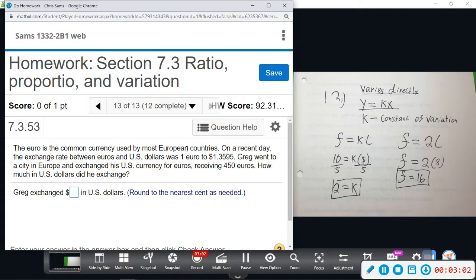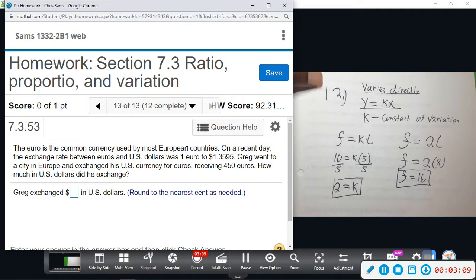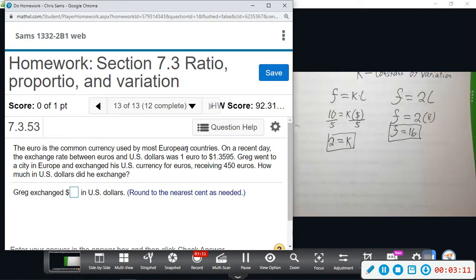All right, number 13. The euro is the common currency used by most European countries. On a recent day, the exchange rate between euros and US dollars was 1 euro to 1.3595. Greg went to a city in Europe and exchanged his US currency for euros, receiving 450 euros. How much in US dollars did he exchange?